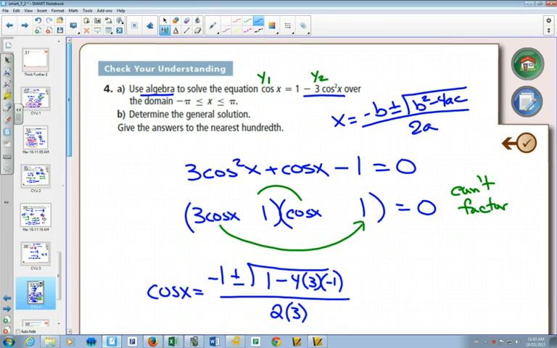Okay, the questions you can do from this one are 12, 13, and 14.